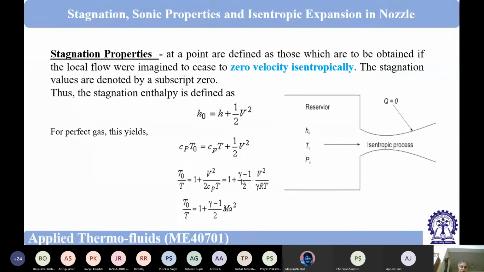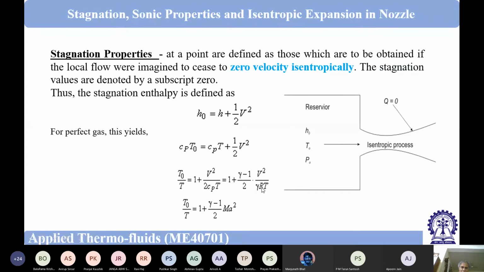So we can write this equation, and Cp we can write in this form, gamma minus 1 by gamma R. So that is your Cp. Not that. 1 by Cp is equal to gamma minus 1 by gamma R. 1 by Cp, no? Cp is here. So 1 by Cp is equal to gamma minus 1 by gamma R.